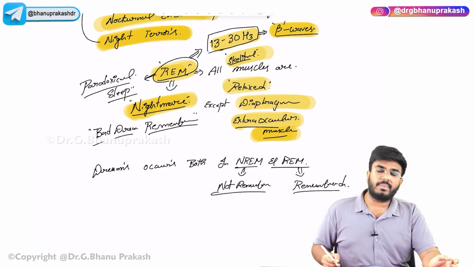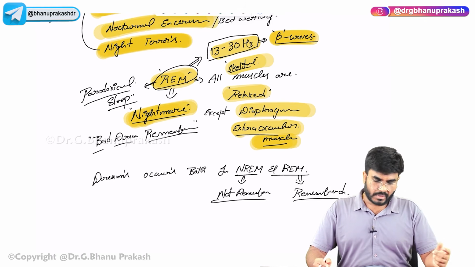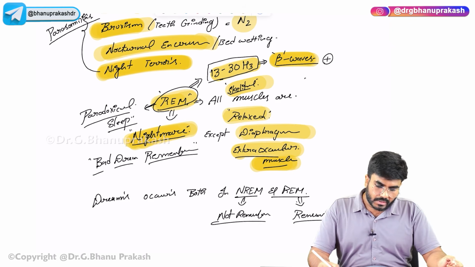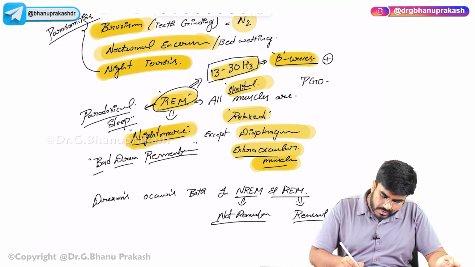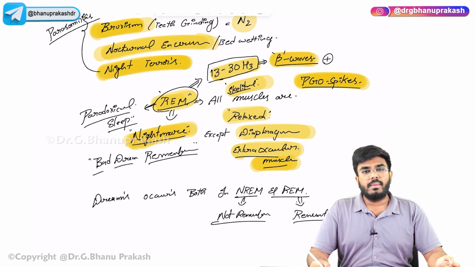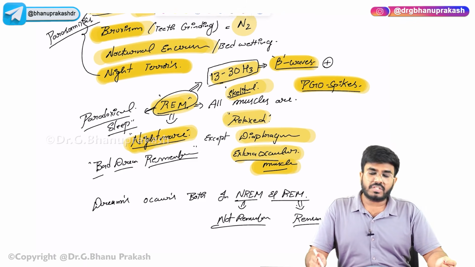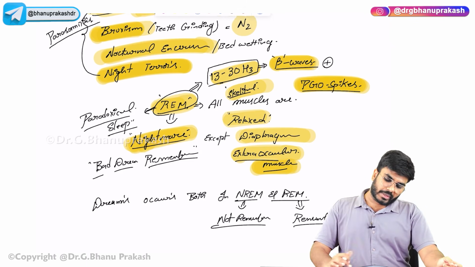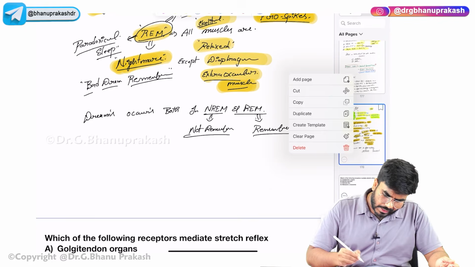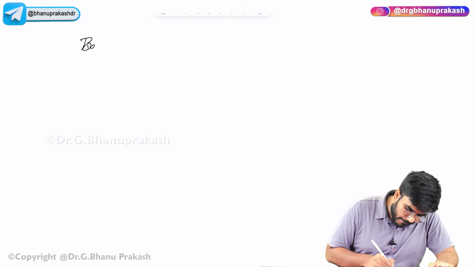REM sleep is called paradoxical sleep because the patient is sleeping, but the wakefulness waves, the beta waves, are coming. Not only that, if you do the EEG, electroencephalography, you will see the PGO spikes. Sleep spindles and K complexes are seen in stage 2 NREM. PGO spikes, pontogeniculo-occipital spikes, which are responsible for the eye movements, are seen during REM sleep. Now after this, I want you to know a few more important points about the basal ganglia.